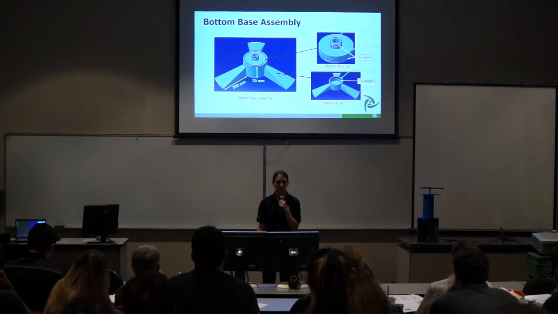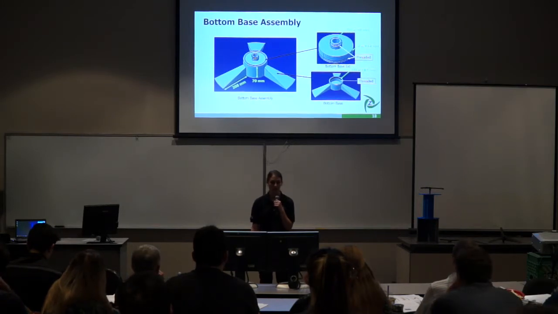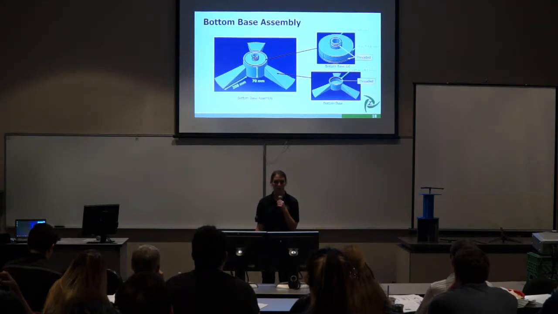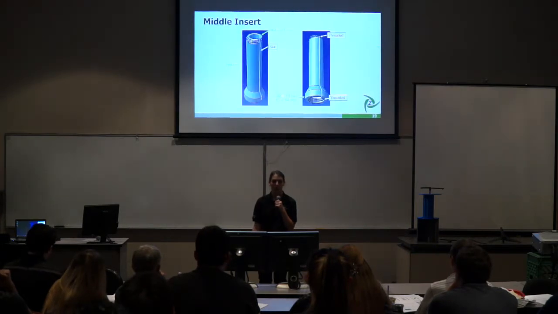Next, we have the bottom base assembly, which includes the bottom base lid and the bottom base. The bottom base is where the electrical circuit will be housed. The bottom base lid acts as an adapter to go from the large diameter of the bottom base to the small diameter of the middle insert. It was designed to be removable so that the electrical circuit could be placed inside the base after being printed. The bottom base is threaded to connect to the bottom base lid, which is threaded to connect to the middle insert and the top base piece of the structure.